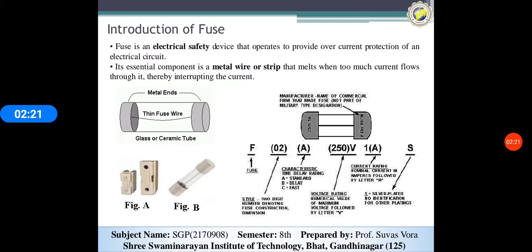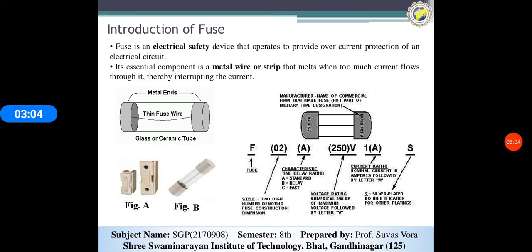This one is somewhat difficult to remove, and at that time we did not have the wires. So now in industrial and domestic systems, MCBs replace the fuse. You can see in figure B one type of glass or ceramic tube. This is called a glass and ceramic tube. These both end with metal ends, and between them is the thin fuse wire. This is one type of tube; we can remove it and replace it.